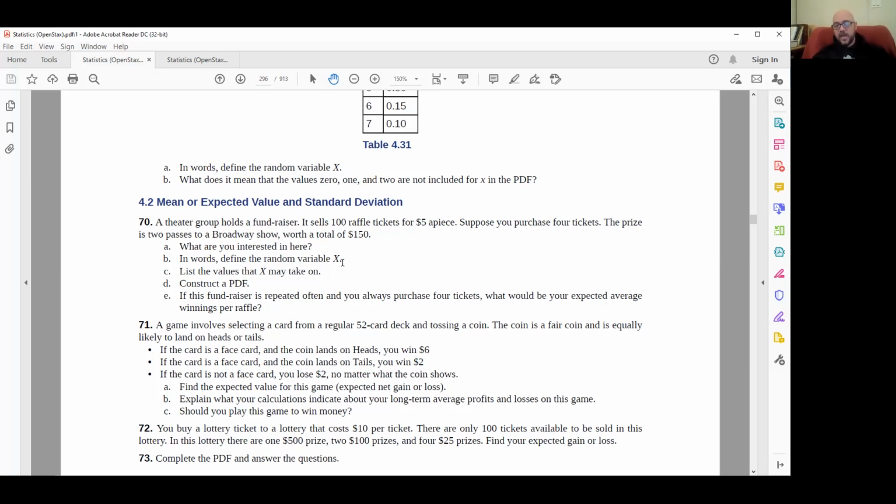Find the random variable x. So x is going to be the total net winnings or losing. So total net profit that you get from purchasing 4 tickets. List the values that x may take on. Well, we're going to spend $20, so it could be -20, or we could win and get 150. So it could also be 130. So my choices are -20 and 130, because we have to take into account the fact that we're buying the tickets, right? So we're down $20 guaranteed. We might win the tickets or we might not, but we're down 20 regardless, right? So it's either -20 total, or it's 130 total, right? Because we're up 150 but down 20.